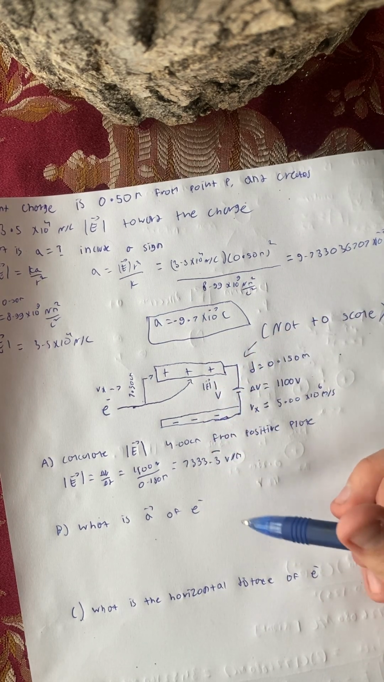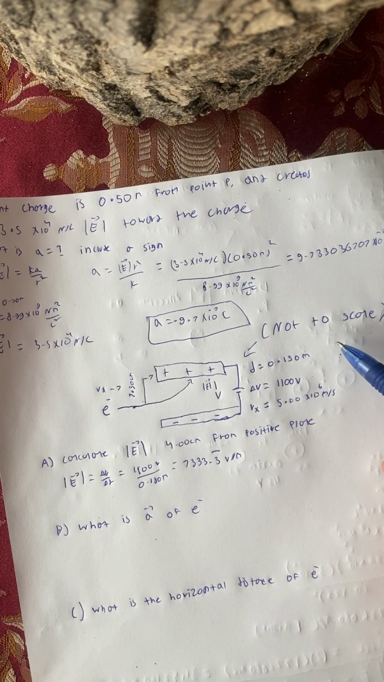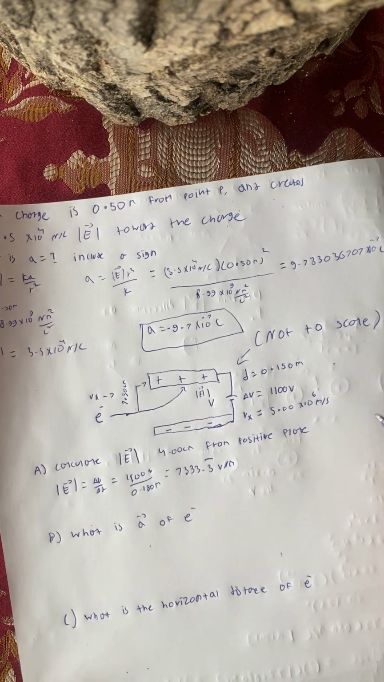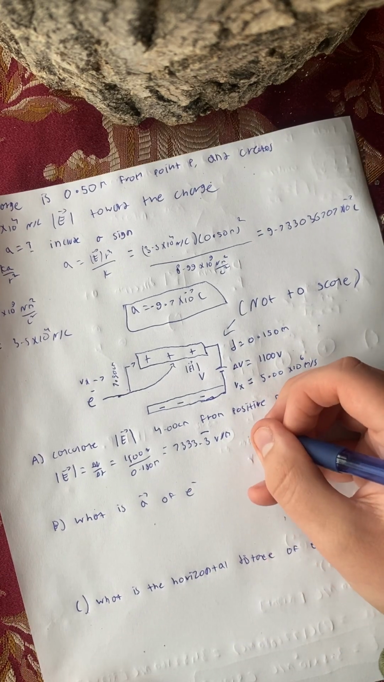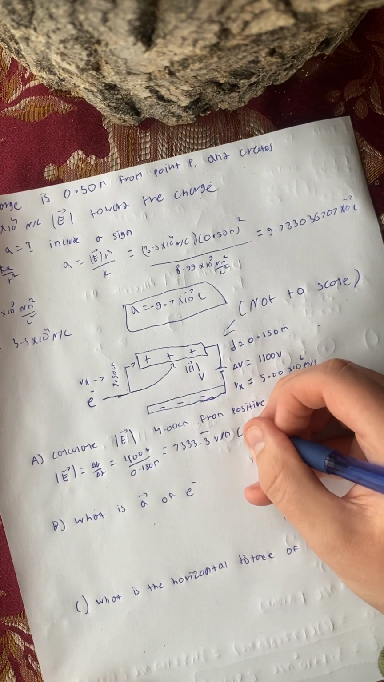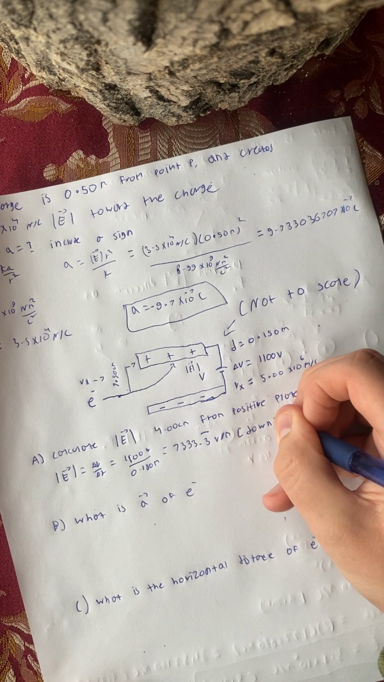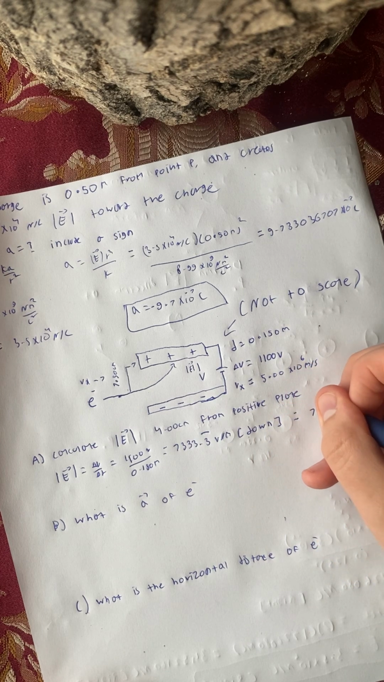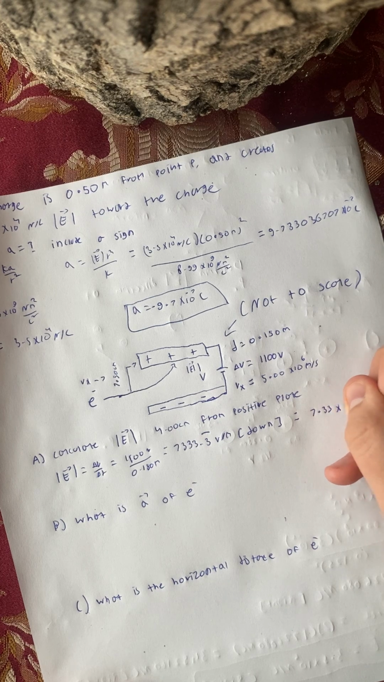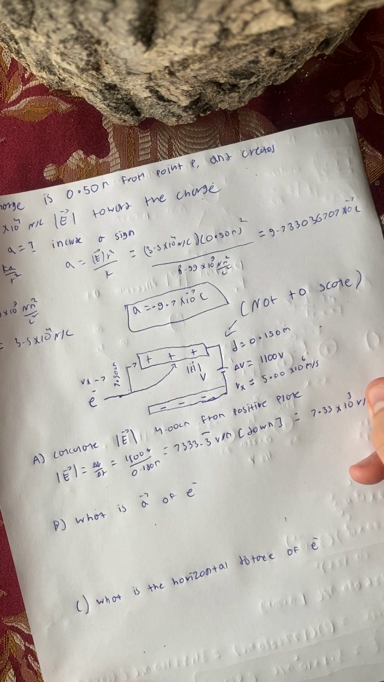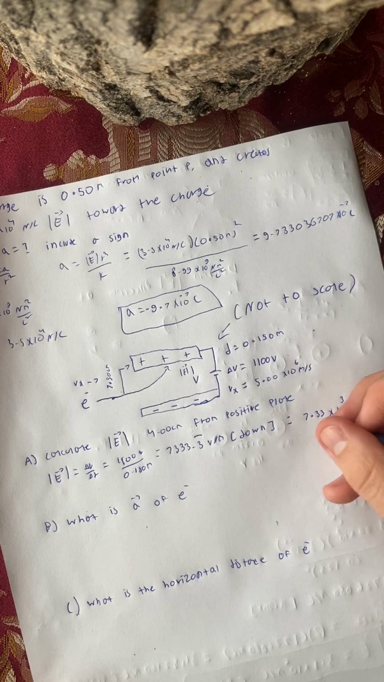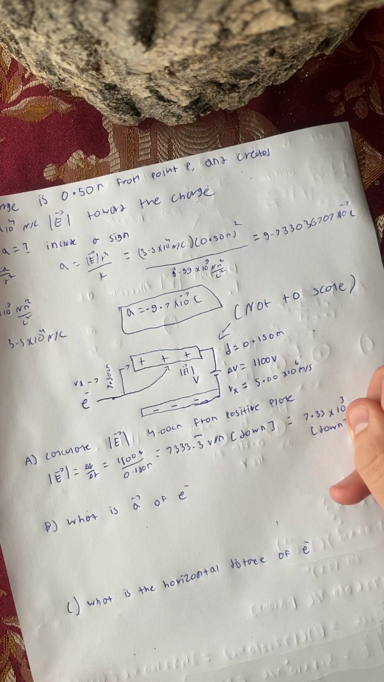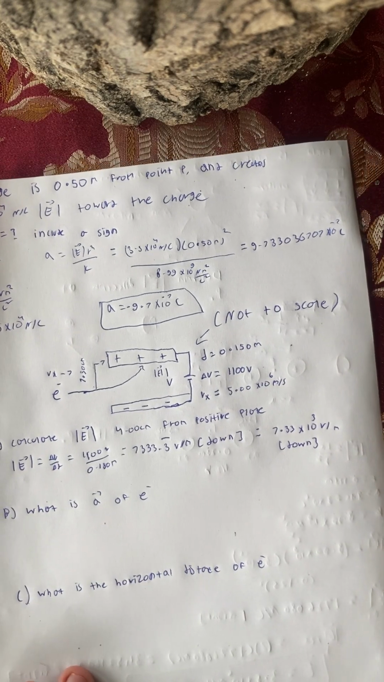So when we round this using our sig digs, our lowest amount of sig digs is 3. So this would just be equal to 7.33 times 10 to the 3 volts per meter, and then downwards. Okay, that one's straightforward enough.